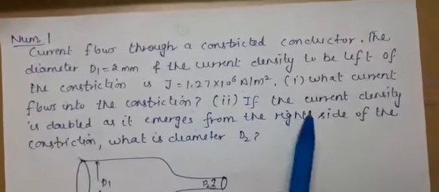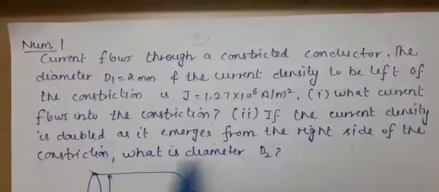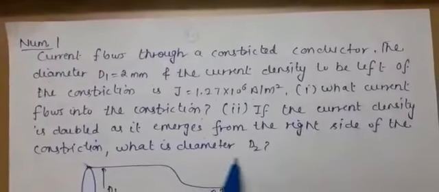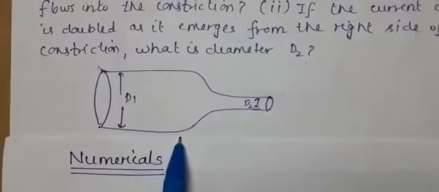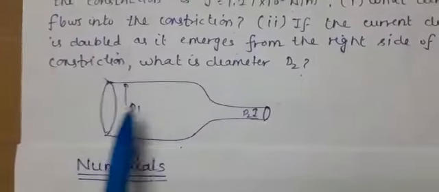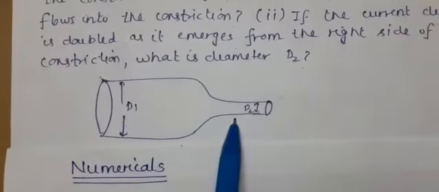Second point, if the current density is doubled as it emerges from the right side of the constriction, what is the diameter d2? See this figure, this has been shown here. Current flows through the constricted conductor. This is a conductor having varying area of cross section. You can say the diameter is varying.